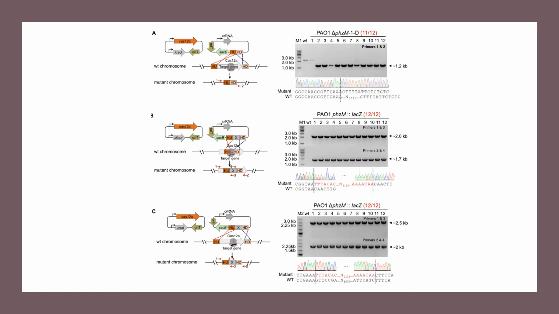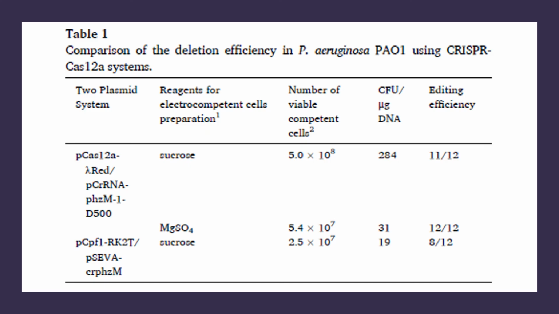And then the last portion, which is C, on the left shows the schematic for gene replacement, and the right is the colony PCR and sequencing results for replacement of PHZM with lacZ, and all these schematics are the 2 plasmid system. So this table shows the deletion efficiency in the PAO1 strain using the CRISPR-Cas12a system.